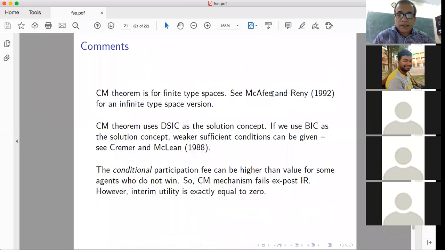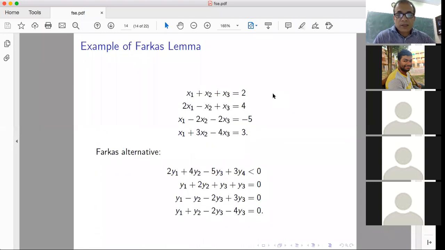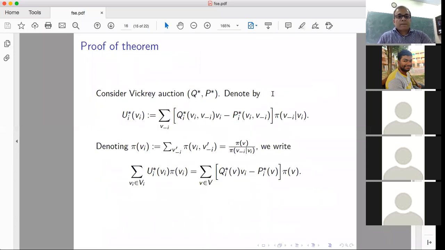I'll correct some of the typos that were there and I'll upload these slides. So this is the end of optimal auction design, and from the next class we will look at redistribution mechanisms. I think I'm left with about 3 to 4 lectures, and that's enough for redistribution mechanisms. Okay, I'll see you then.